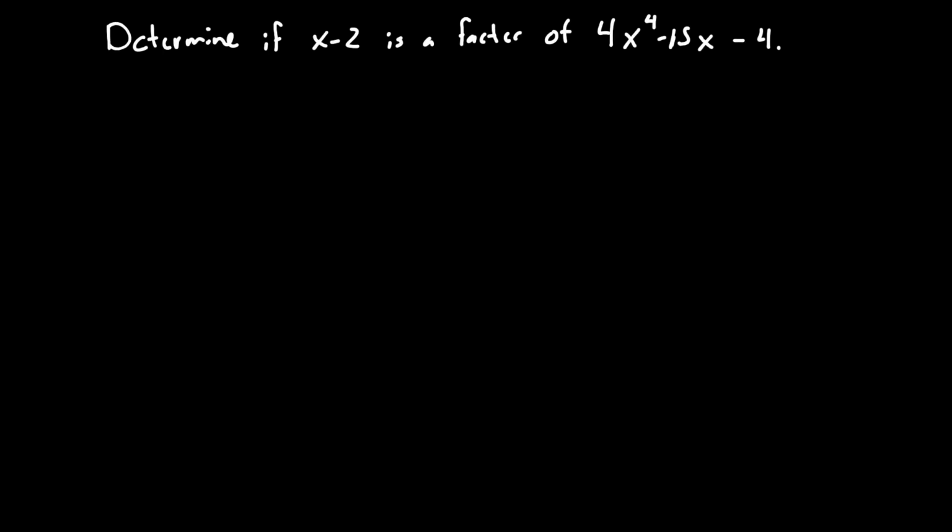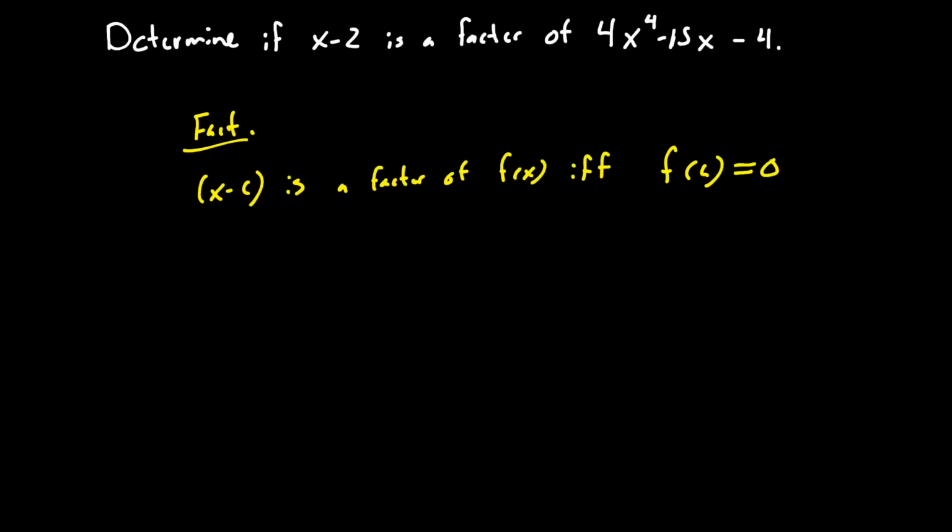In this final problem, we want to determine if x minus 2 is a factor of 4x to the fourth minus 15x minus 4. In the book, it asks us to use synthetic division, but this is unnecessary. The fact that we'll be using instead is the following. A factor x minus c is a factor of f of x if and only if f evaluated at c is equal to 0. In other words, x minus c is a factor if and only if c is a 0 of our polynomial f of x.